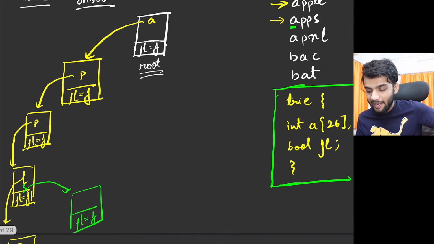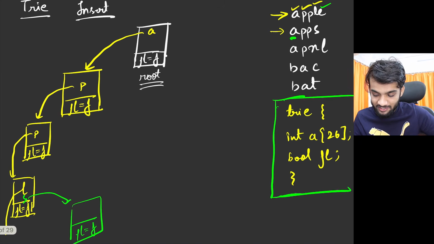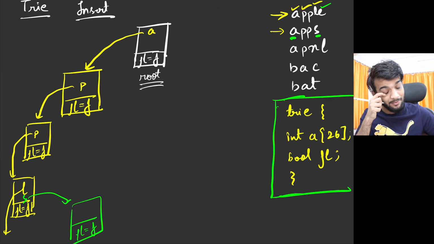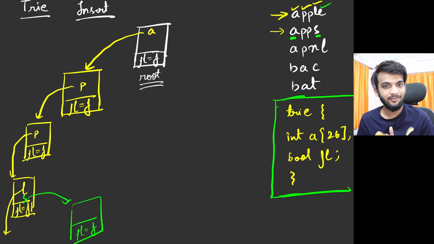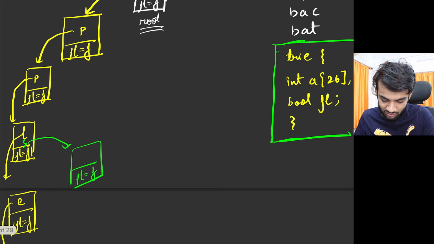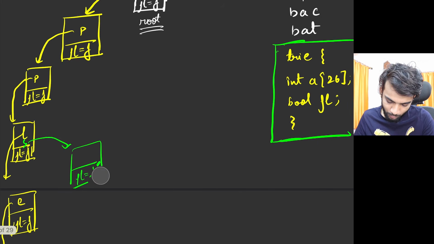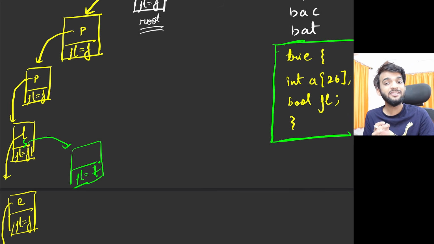Going forward, what's the next? The next is very simple. If I'm done with S, that means the word is complete. If the word is complete, wherever the last reference trie is pointing, which is this, you'll just go over there and set the flag to true, because the last reference trie is ending over here. That means this is a particular word. So that is how you insert.